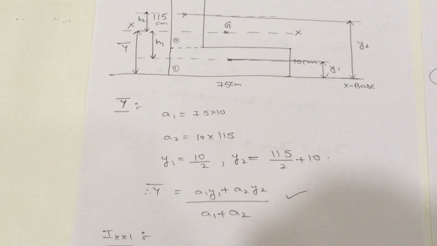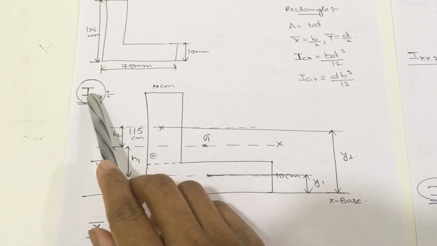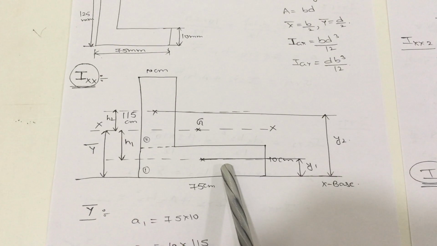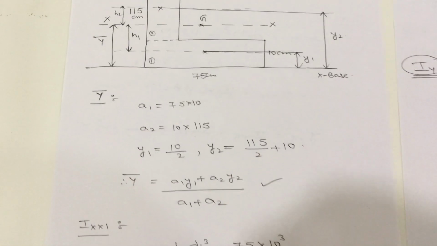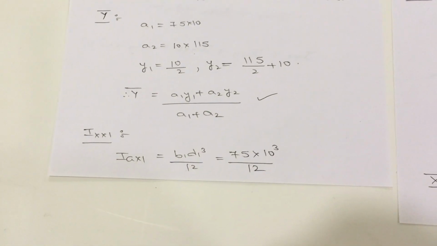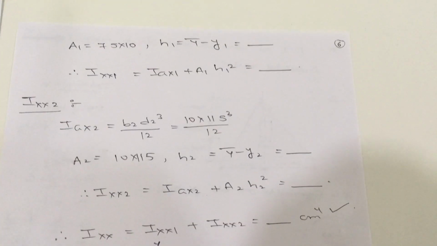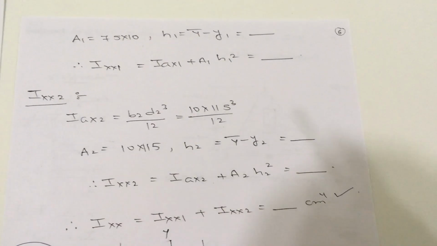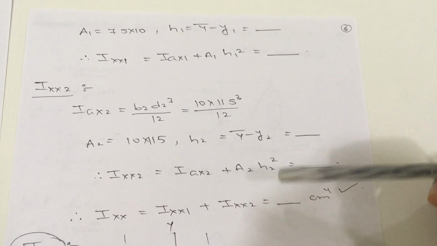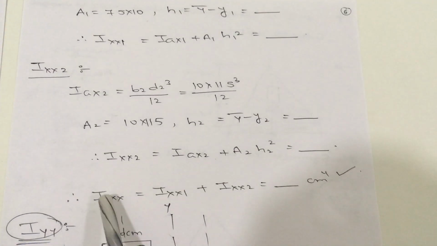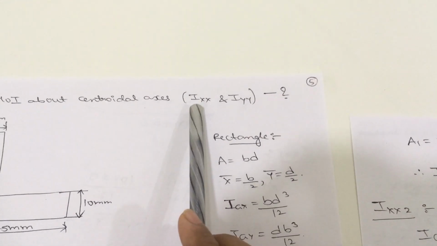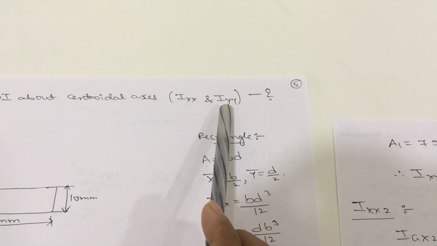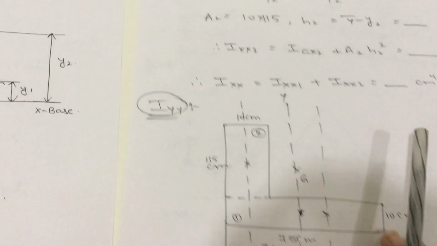Once again, see the Ixx procedure. This is the diagram in terms of the y distances and h distances. Next, the y bar calculation. Next, Ixx1 and Ixx2. Next, by adding Ixx1 and Ixx2, we get the Ixx value. The first part is completed. Now coming to the second part, the Iyy calculation.